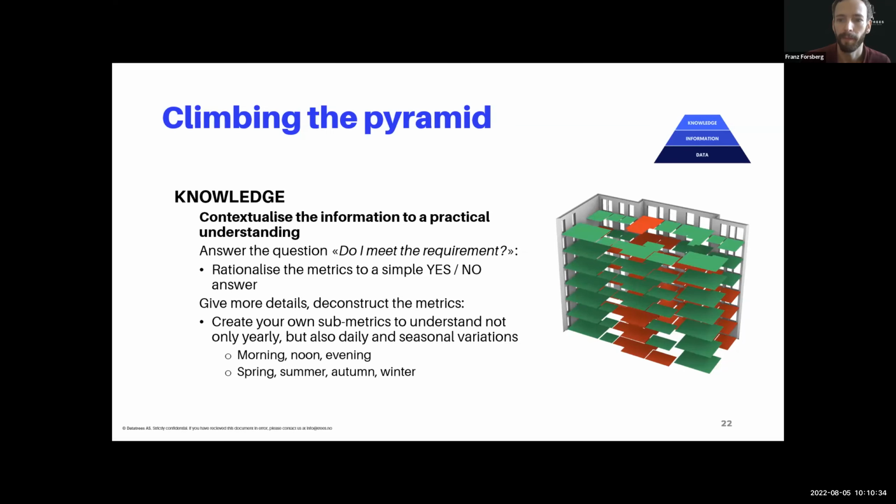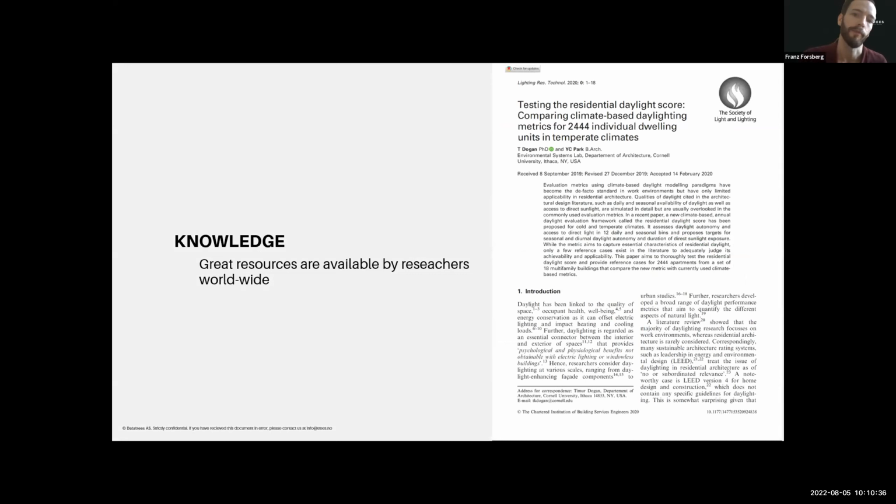And here, I just want to show a paper I really like, and I read a lot of research papers, so thank you to everyone in the audience who is part of the research and academia. This paper by Timur Dogan from Cornell University was trying to complement our understanding and methods of assessing daylight.